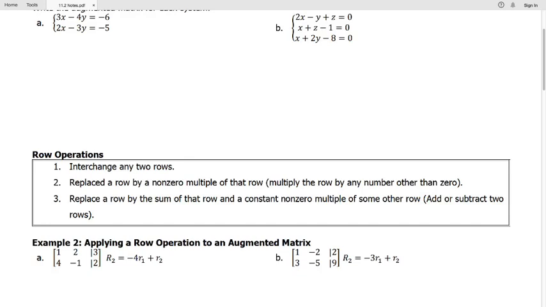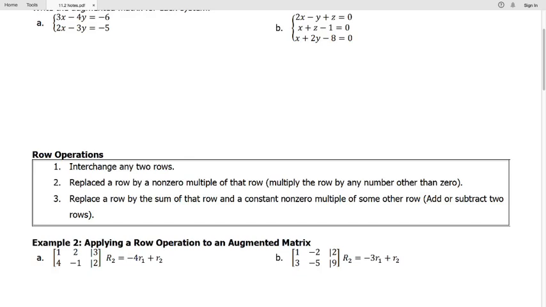So I can multiply by any number that I want in order to change those values, as long as it's not 0. And then we can replace a row by the sum of that row and a constant non-zero multiple of some other row. It's a lot of words. All that means, that third step, is that we can add or subtract 2 rows. So we're allowed to do that. We can replace a row with the addition or subtraction, the sum or difference of 2 other rows.